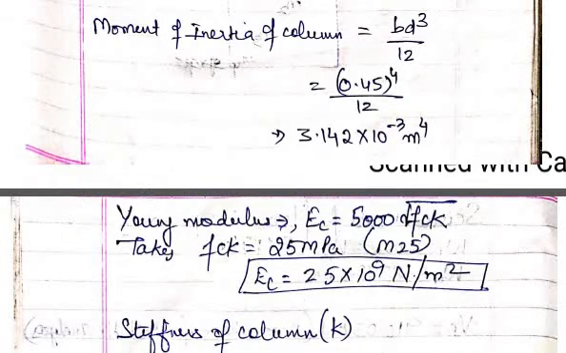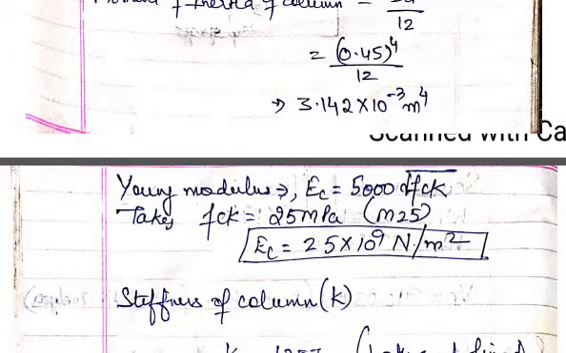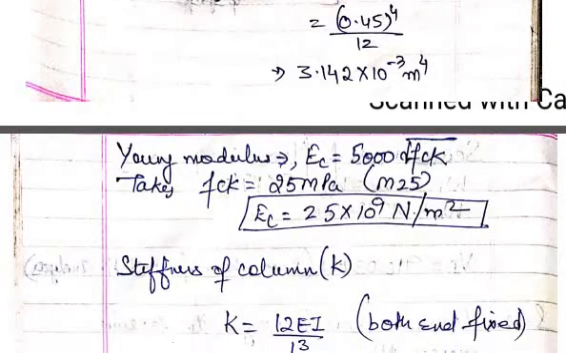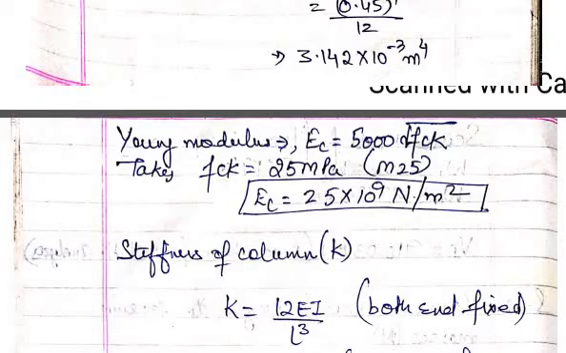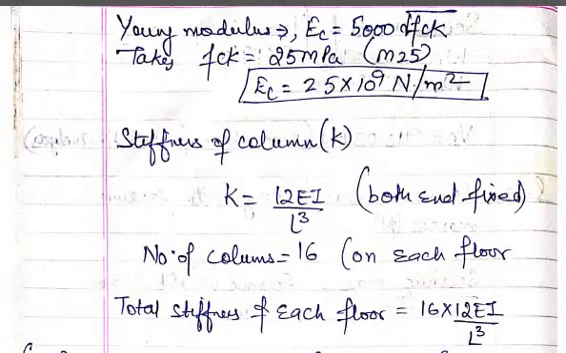Now the Young's modulus is 5000 root fck. The value of fck that we have taken here is 25, and it has come out to be 25 into 10 to the power 9 Newton per meter square. Then to calculate the stiffness of the column, that is k is 12 EI by L cube.